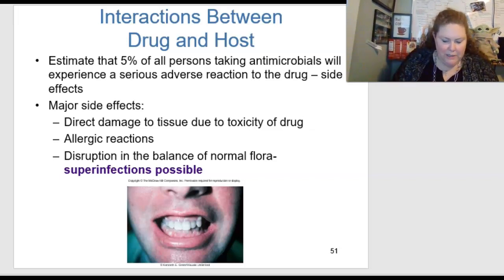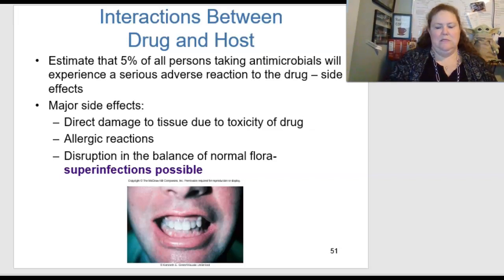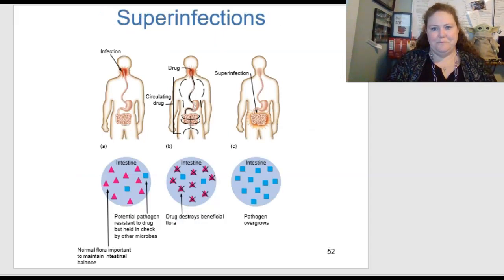Okay, so this is figure 12.16, where this is an example of a kid that was given tetracycline, and they have permanent teeth issues. They're going to be brownish teeth from enamel, just discoloration, and that is going to be permanent.